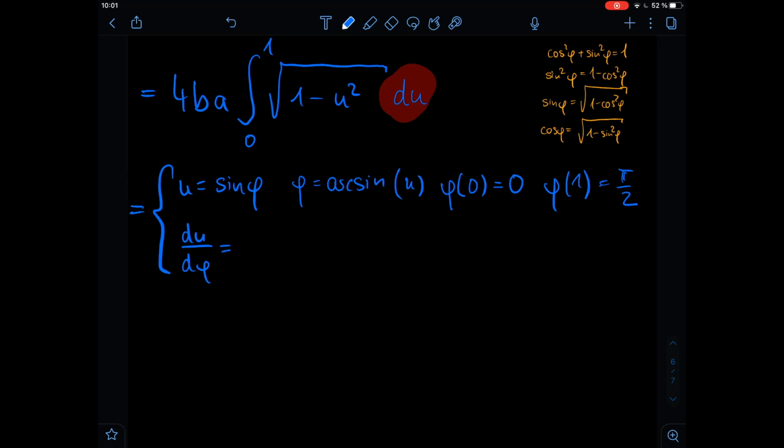Anyway, so we take the derivative of sine of phi with respect to phi. This just gives us the cosine of phi, and this means that du, the infinitesimal element, transforms to cosine of phi times d phi. Alright, now we can plug all of this into our integral, so we have 4 times a times b.